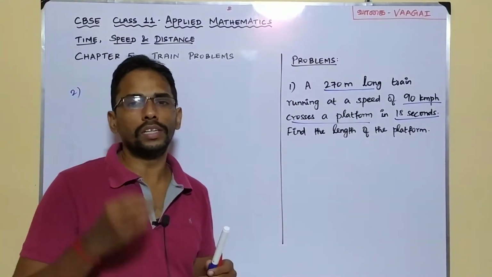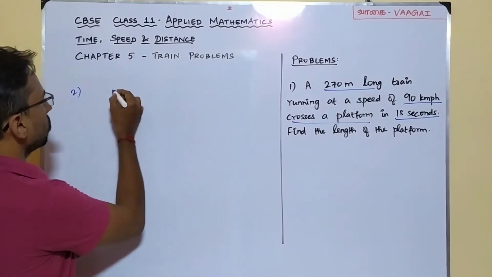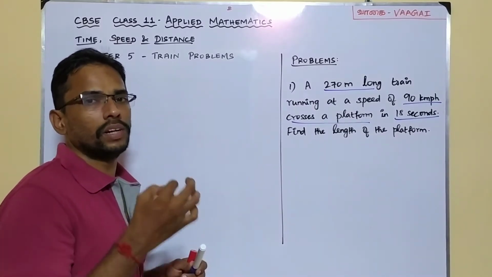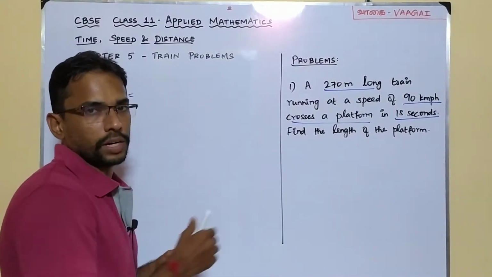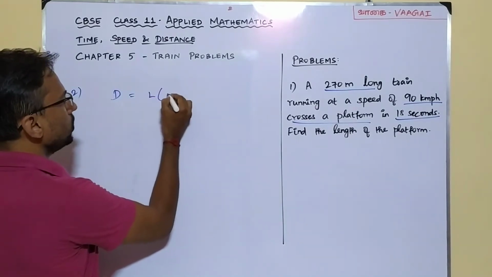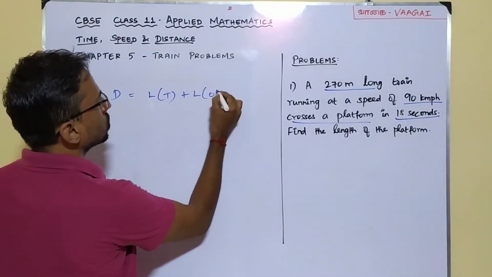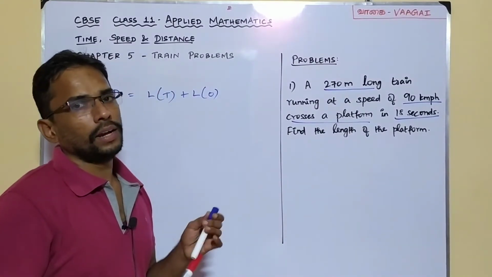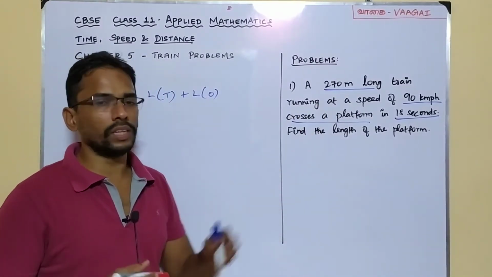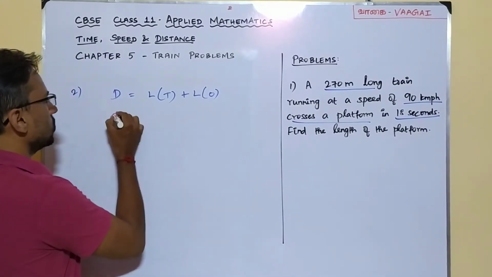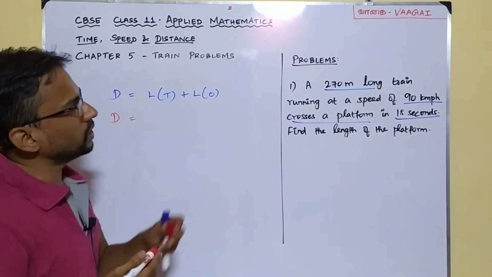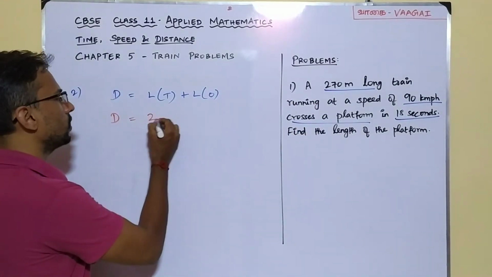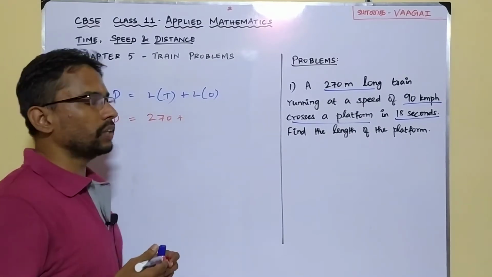So for case 2, what should we consider the distance as? In case 2, we will always take distance as the length of our train plus the length of that crossing object. So length of the train plus length of the object. This is what we will usually take. I'm writing in short form. And let's note whatever things are given in the question. So in this case, distance is going to be, what is the length of the train? It is given in the first part of the question itself. It is 270 meters. So 270 plus the length of the object.